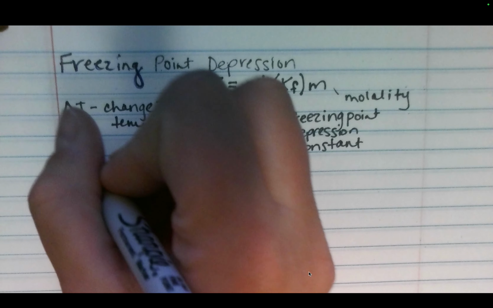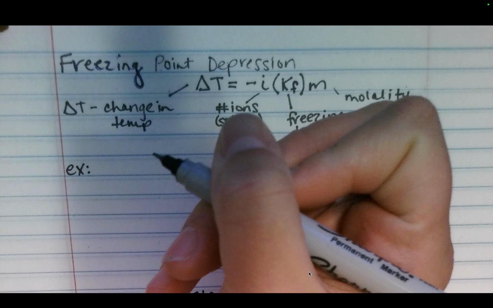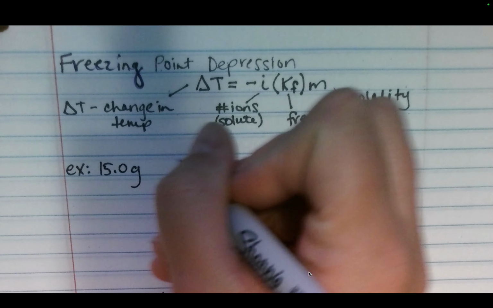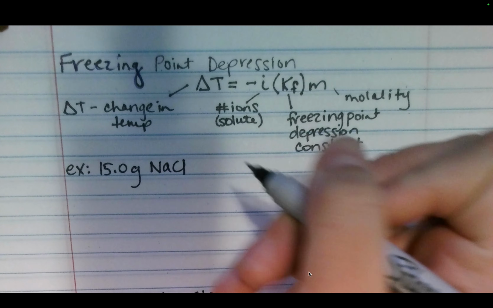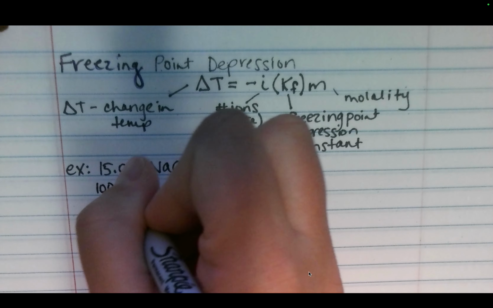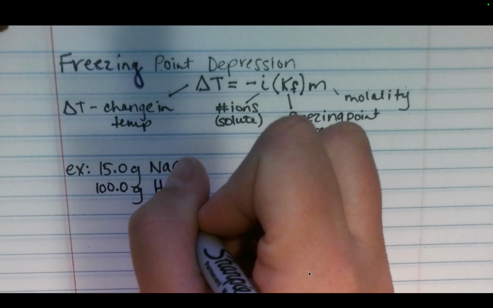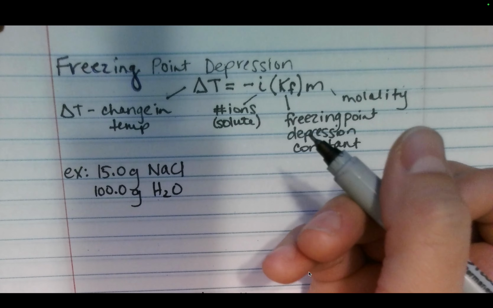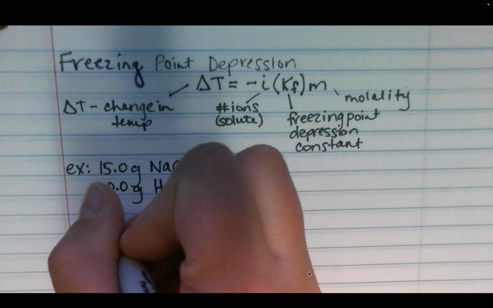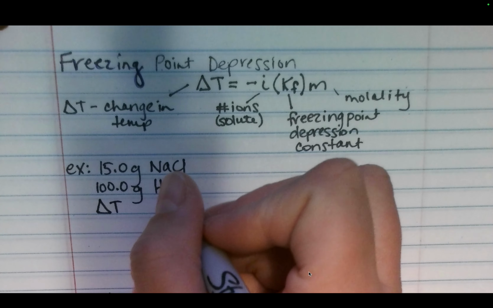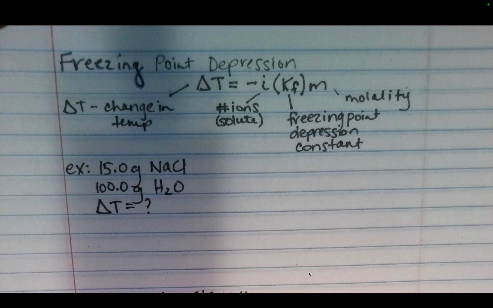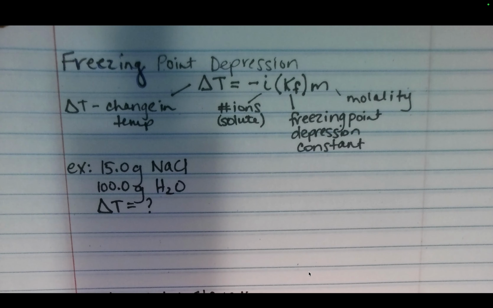So if I'm given an example where I say that I dissolved 15 grams of sodium chloride salt in 100 grams of water, a lot of times this is going to be something dissolved in water. And I'm asked to solve for delta T. How much am I lowering my freezing point by adding 15 grams of salt to 100 grams of water?